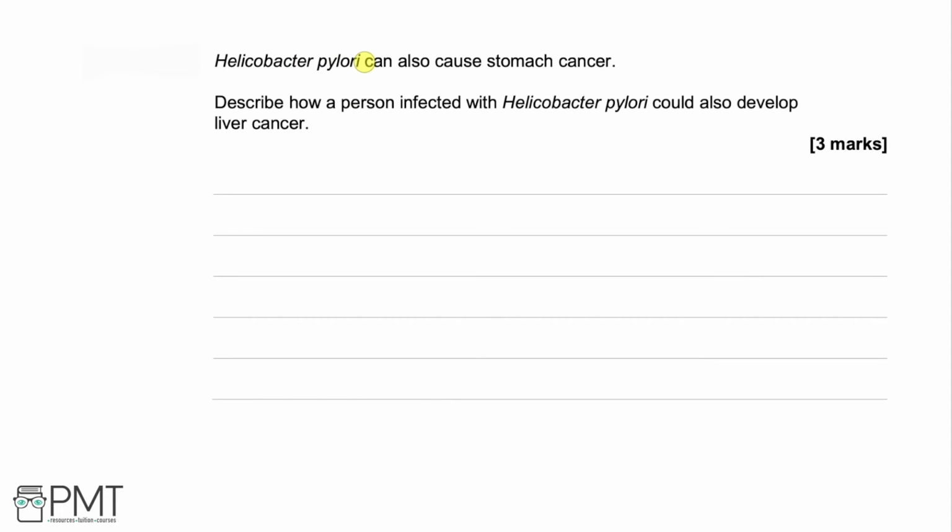Helicobacter pylori can also cause stomach cancer. Describe how a person infected with Helicobacter pylori could also develop liver cancer. So if a person has this bacteria, they may get stomach cancer. It does not say that that bacteria directly causes liver cancer, so the only way that we can assume that liver cancer is caused by it is by it spreading from this initial tumour in the stomach.